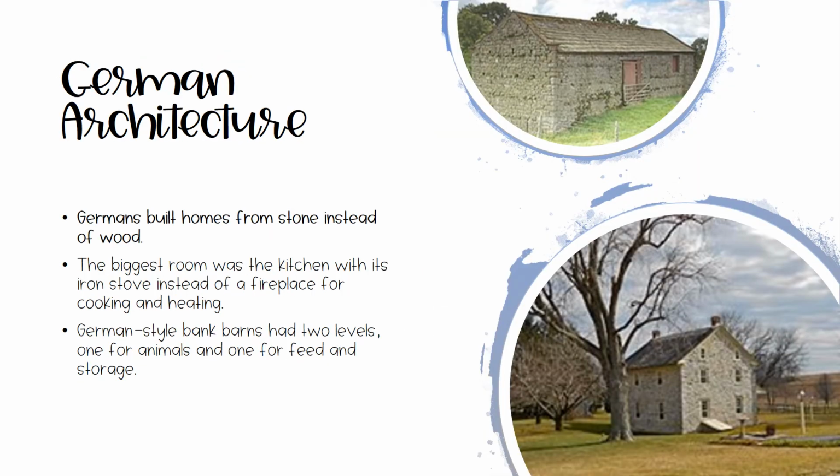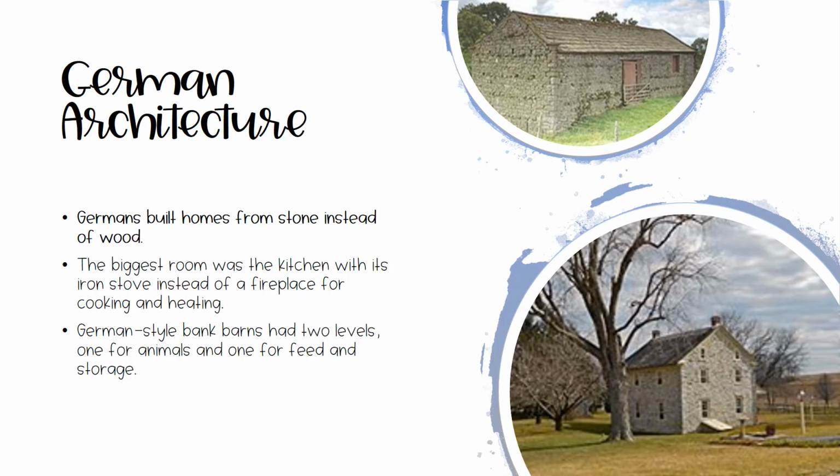One of the impacts they had in the Shenandoah Valley was on the architecture. Germans built their homes from stone instead of wood, and the biggest room in the house was the kitchen. In the kitchen, you wouldn't find a fireplace for cooking and heating like in most other colonial homes. Instead, you would find a large iron stove. This tells us a lot about the values that the Germans held, and we can infer that food and cooking was important to their culture. Knowing that they traveled in large groups, it may tell us that meal times were important community time.